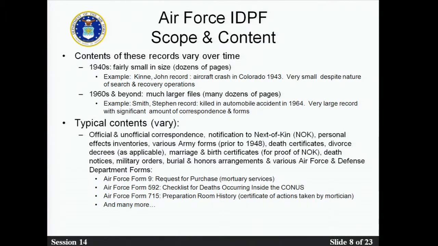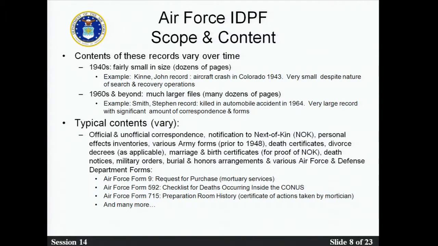You also will have death certificates. That's a staple in all of these records. Divorce decrees, if applicable. Obviously, marriage and birth certificates, once again, to establish the next of kin. The first thing that occurred after the notification was to determine who is the next of kin, so who is the person that's going to make the decisions regarding the remains. That is a very important piece in these, and so that's very good for determining the lineage.